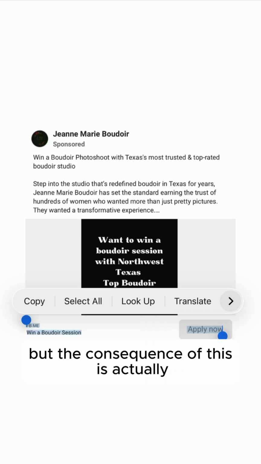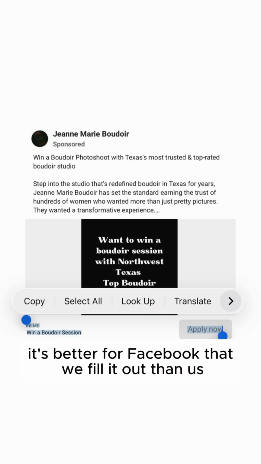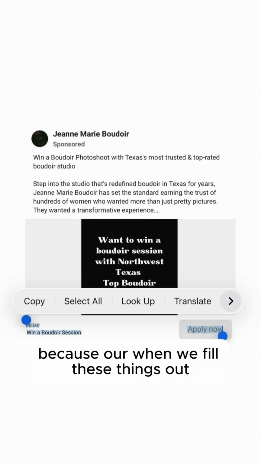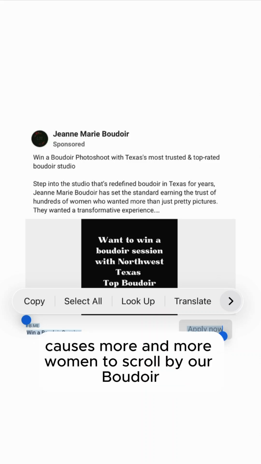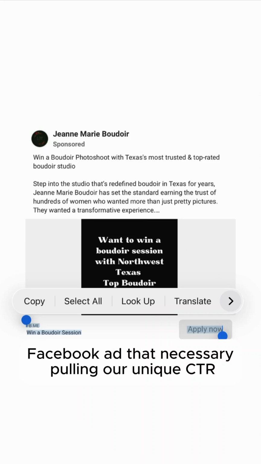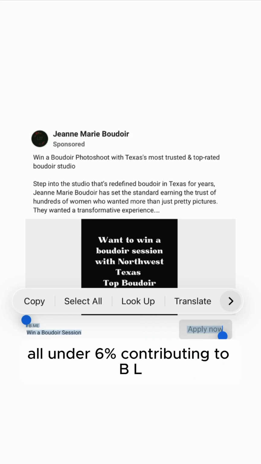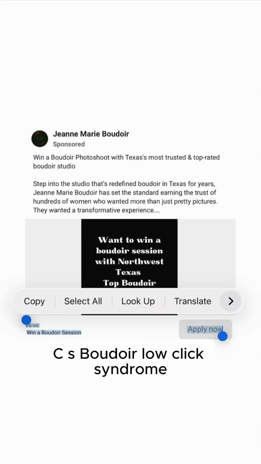But the consequence of this is actually it's better for Facebook that we fill it out than us, because when we fill these things out, it causes more and more women to scroll by our Boudoir Facebook ad than necessary, pulling our unique CTR under 6%, contributing to BLCS, Boudoir low click syndrome.